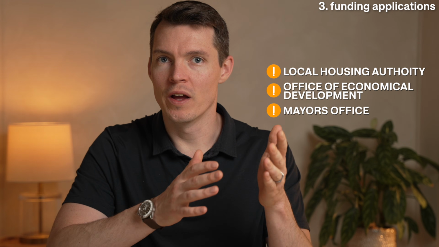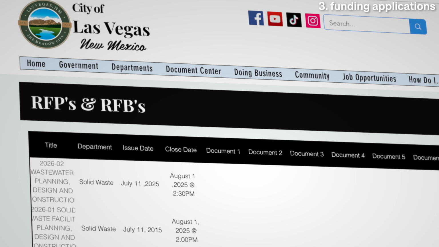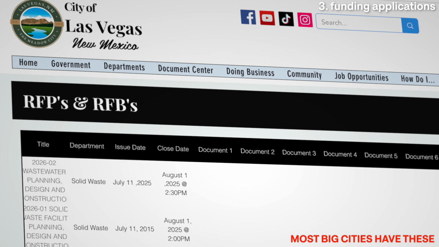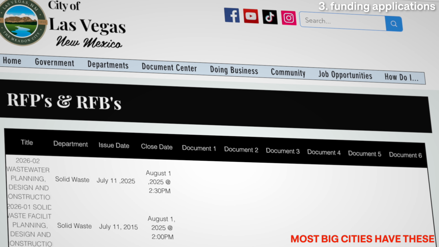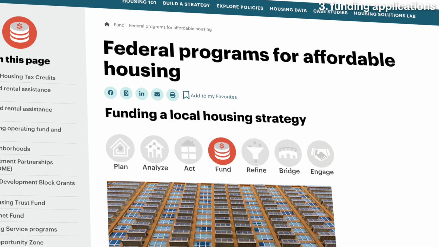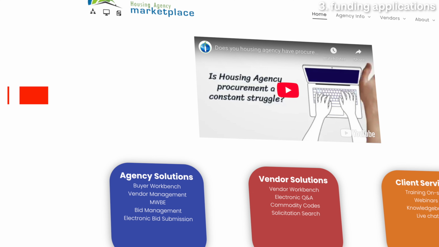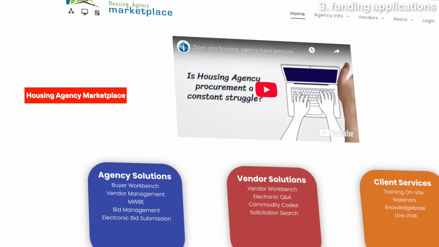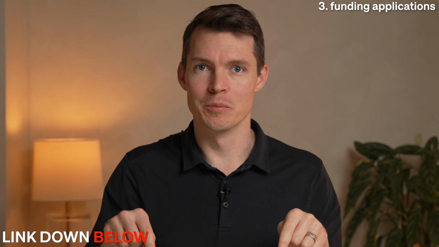They can point you in the right direction to find the available funding resources. Join email lists from public agencies to get all the latest RFPs, or requests for proposals, and any new funding opportunities. And stay in regular contact with your state housing agency to learn about all the state-level grants and low-interest loans. Two great resources to help you get started are Local Housing Solutions Guide to Federal Resources and the Housing Agency Marketplace, where you can find current RFPs and project opportunities. We've linked both in the description below.